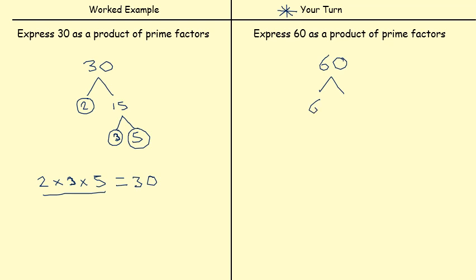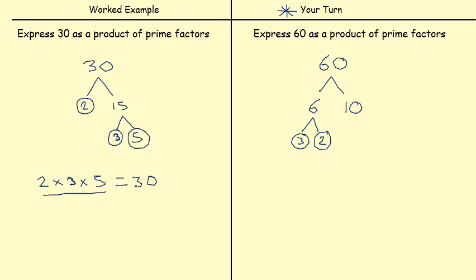So this time I'm going to choose 6 and I'm going to choose 10. 6 times 10 gives me 60. Great, neither of these numbers are prime numbers, so I'm not going to circle either. 6 will break down into 3 times 2, and that 3 times 2 is going to give me 6. Okay, so both of these are prime numbers, so I'm going to circle them and I'm going to stop going any further because they're both prime numbers.